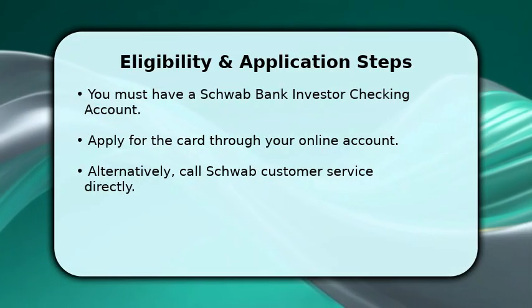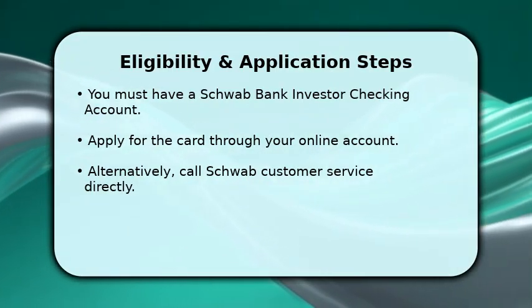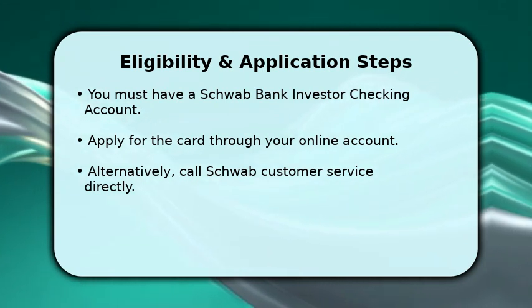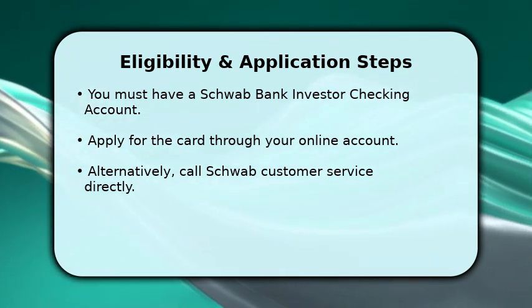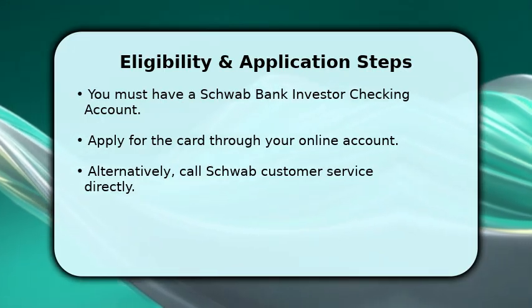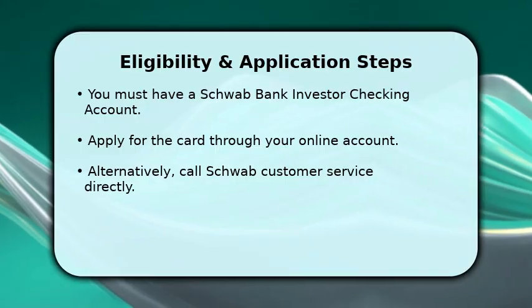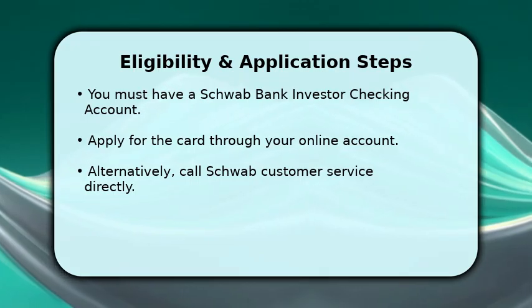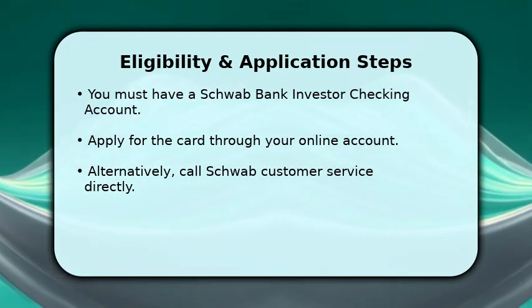To be eligible for a Charles Schwab debit card, you must first open a Schwab Bank investor checking account. This account is often linked with a brokerage account, but you don't need to use the brokerage features. You can apply for the debit card through your online Schwab account or by calling their customer service. Remember to verify your current mailing address to ensure smooth delivery.